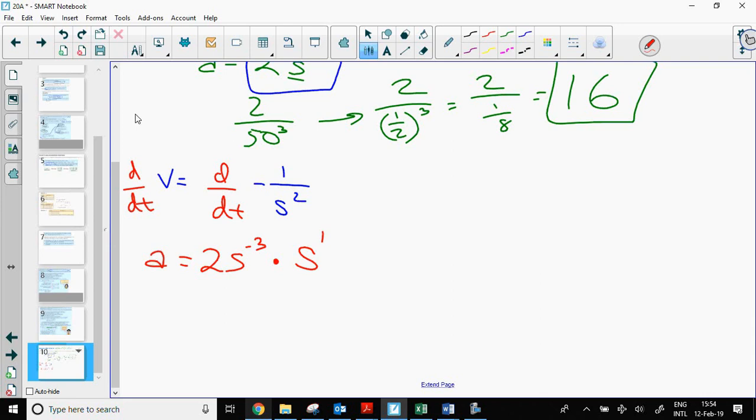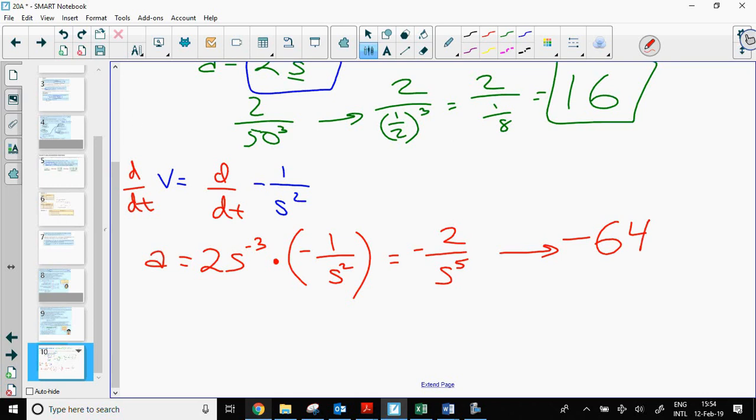That's the derivative of position with respect to time. What is the derivative of position with respect to time? It's velocity, and I know what the velocity is here. It's negative 1 over s squared. Putting this all together, our acceleration is negative 2 over s to the 5th. Putting in 0.5 for s, that gives us a final answer of negative 64 meters per second squared.